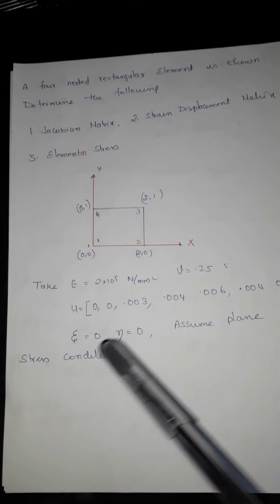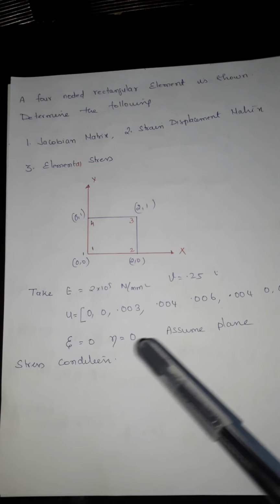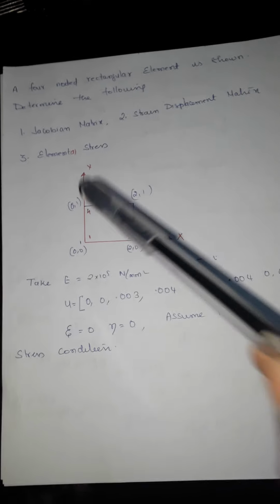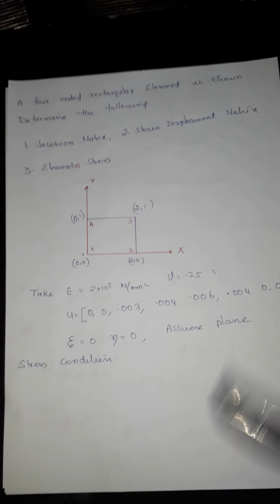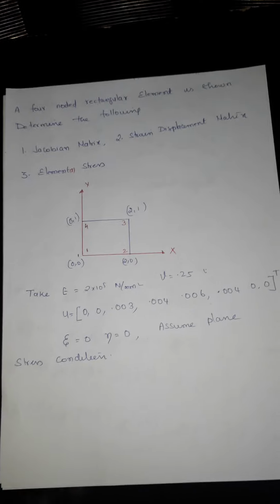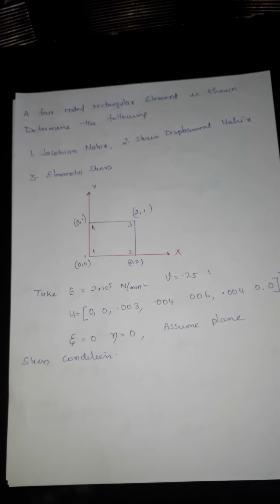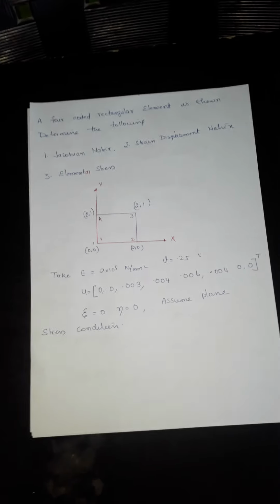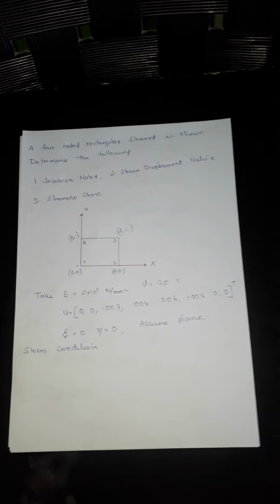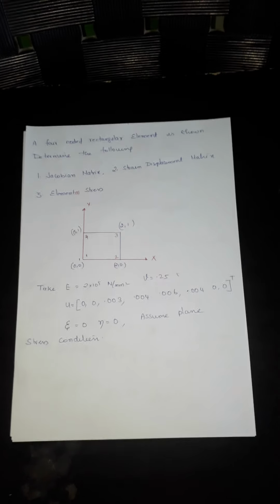Epsilon is given, and this is the other local coordinate. This is the global coordinates, and this is the local coordinates. Because it is an isoparametric element, we have to transform the local coordinates into global coordinates. Those coordinates are epsilon and eta. Now assume plane stress conditions. So now we have to find the Jacobian matrix.